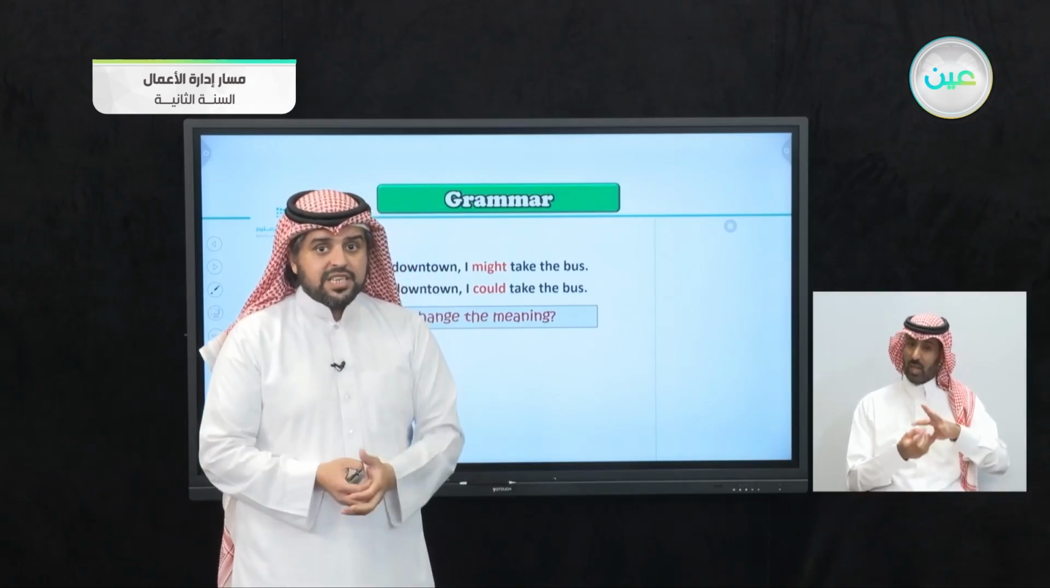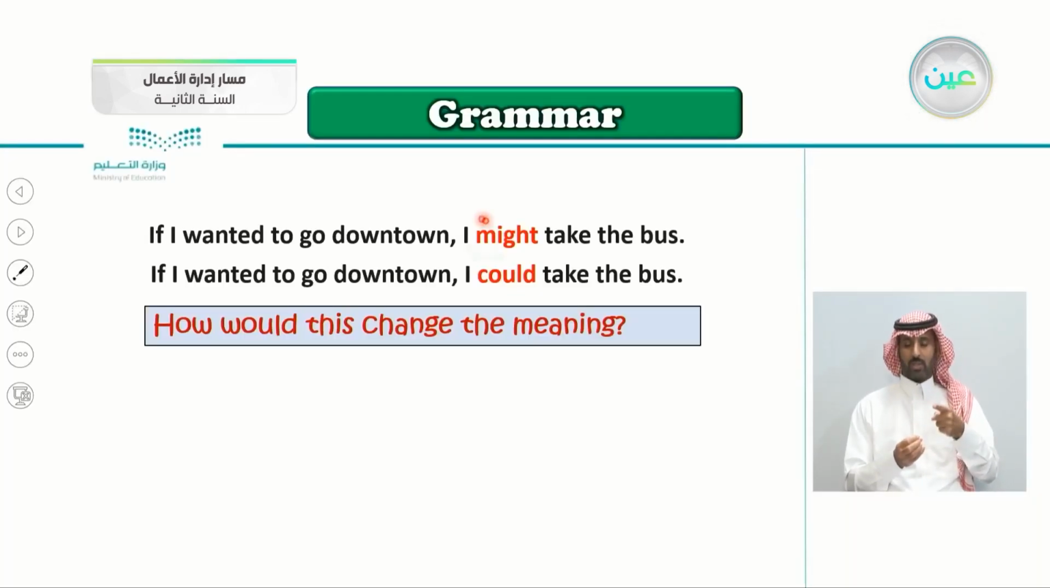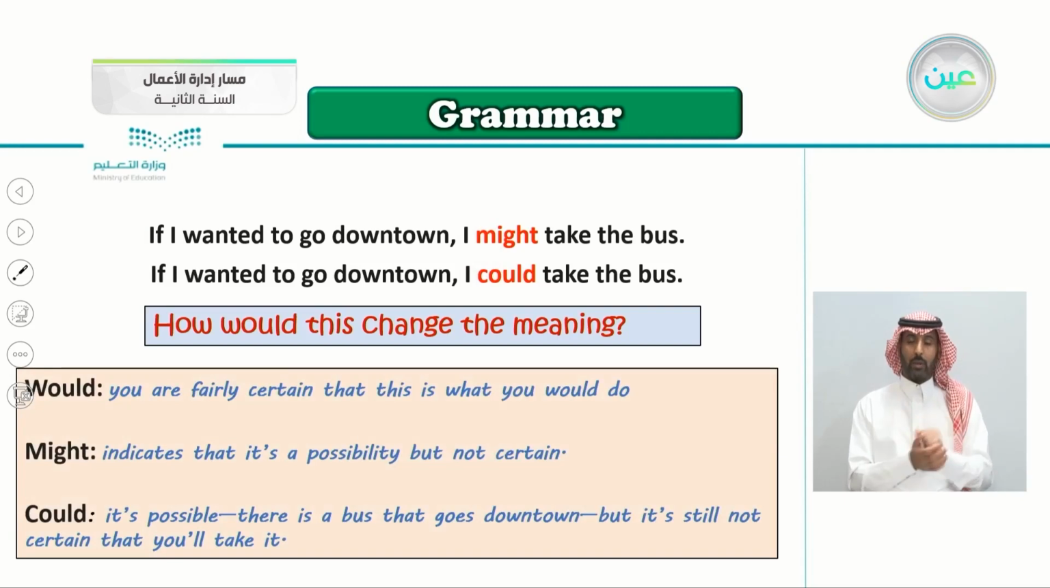Of course, the meaning changes if I use might, could, or would. But the question is, how would this change the meaning? With would, you are fairly certain this is what you would do. Again, if you use would, you are 100% sure, this is what you would do. If you say might, this indicates that it's a possibility, maybe, but not certain. I might take the bus, I'm not sure. I might take the bus, maybe the taxi, I don't know.